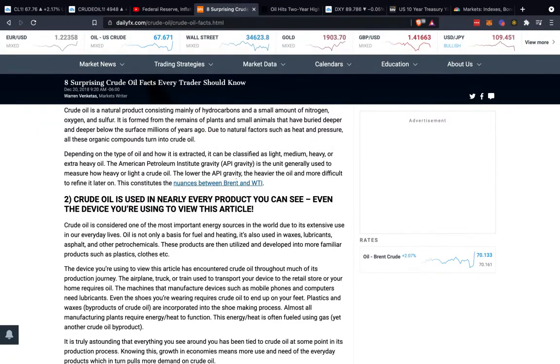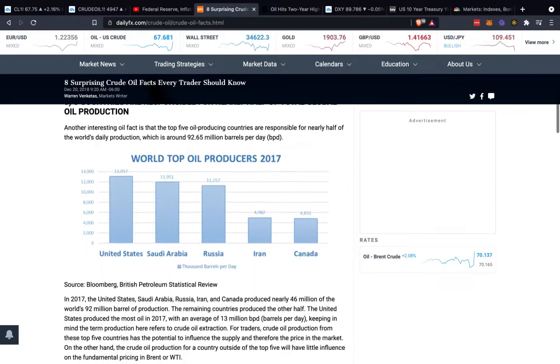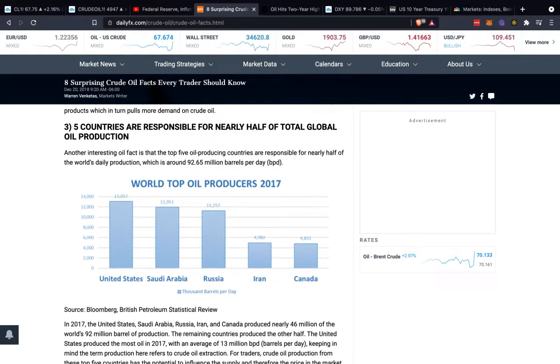Next, I wanted to move into this. Some important things that you may not know about crude oil. Crude is used in nearly every product you can see, even the device you're using to view this article. So that's important to understand in any part of the supply chain process. Oil is important.